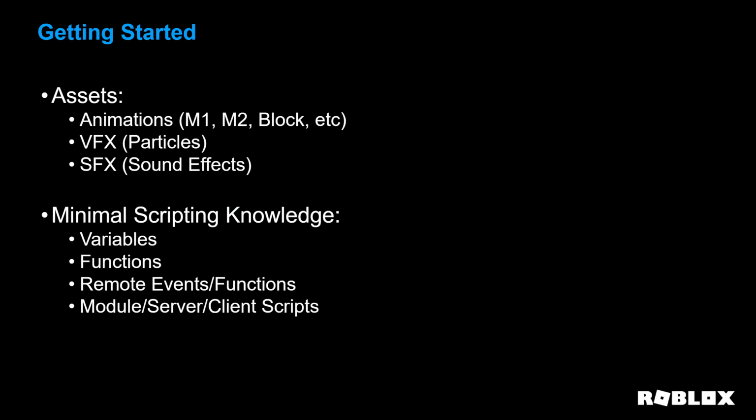So, getting started. Today we're going to be using animations for M1, M2, block, and a few other things. We're going to be using particles for our visual effects, and we're going to be using some sound effects. You're going to need to know what variables are, what a function is, remote functions and events. I think we'll be doing events today though. And the 3 different types of scripts. I'll be going over all of this, but it just helps if you have all that knowledge prior.